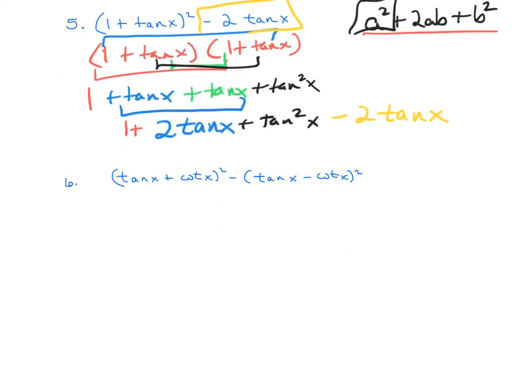And now I'm going to look for like terms. So notice the 2 tan x and the minus 2 tan x are going to cancel. It becomes 0. And now I'm left with 1 plus tangent squared x. And this is actually an identity. So my final answer equals secant squared x.